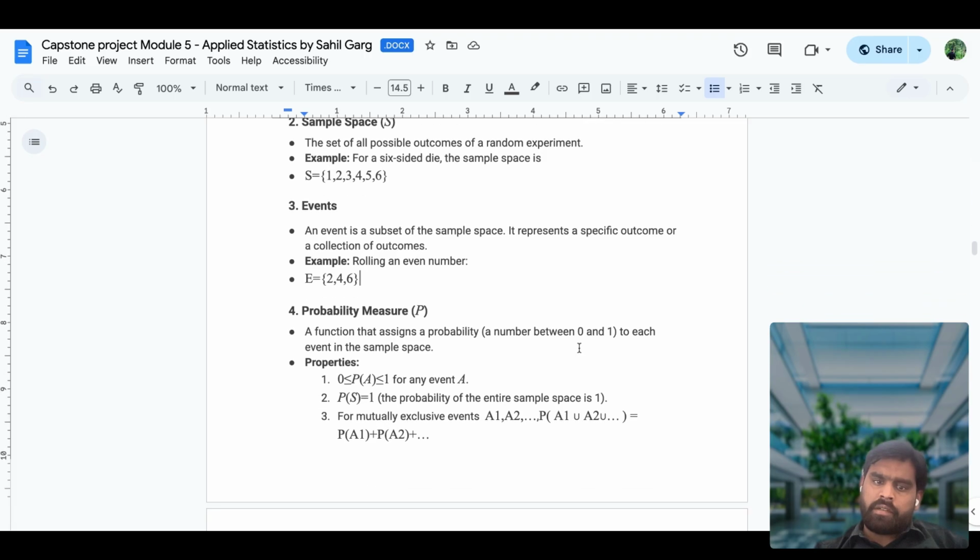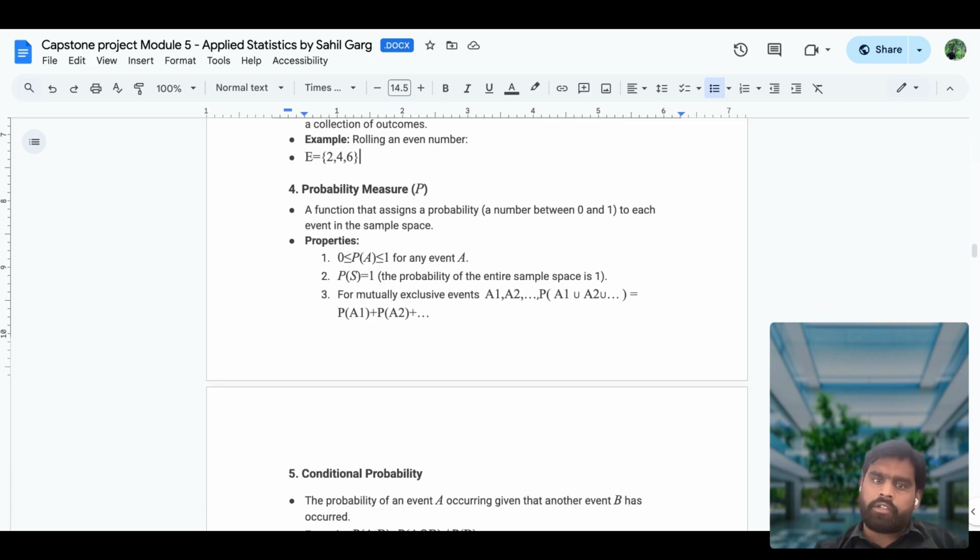Next, the probability measure. As we have already understood in the last question, the probability measure is the measure of the probability, which would be between 0 and 1 for any event. If the probability of an event is 0, that means the event is impossible. If the probability is 1, that means it is a sure event. And between 0 and 1, it means we can find the probability of the particular event. For mutually exclusive events A1, A2, A3, A4, if we sum all the events, the sum will come as 1.